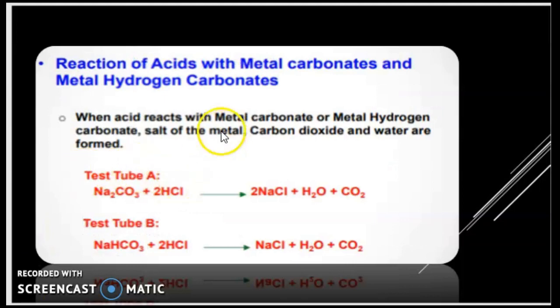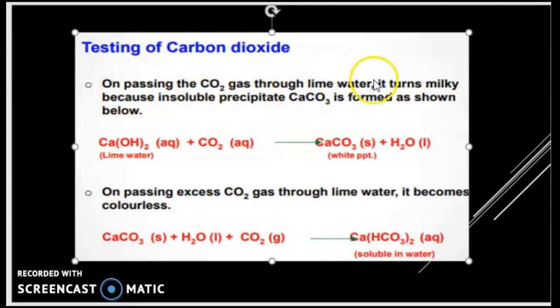So when acid reacts with metal carbonate or metal hydrogen carbonate, salt of the metal, carbon dioxide and water are formed. So the formations are sodium chloride, salt, water and carbon dioxide. And in test tube B, when sodium bicarbonate reacts with hydrochloric acid, you will get NaCl, that is the salt, water and carbon dioxide. Okay. Gas passed through lime water turns it milky because insoluble precipitate calcium carbonate is formed, as shown below.